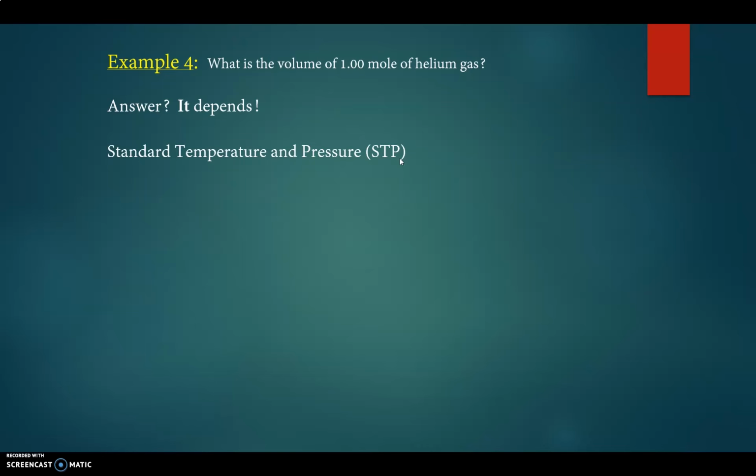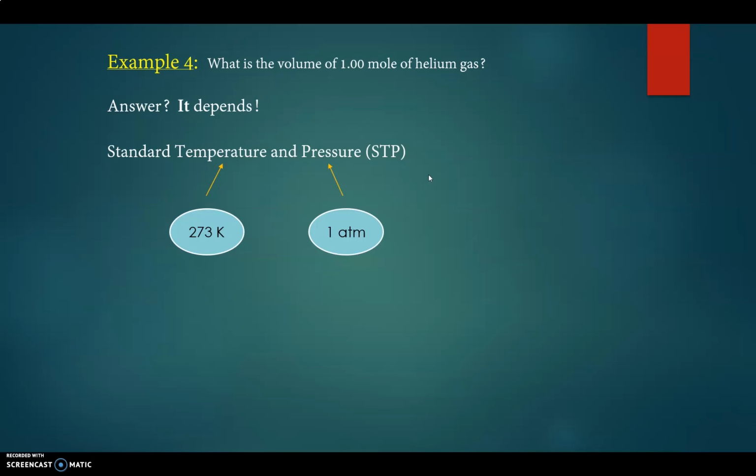temperature and pressure. Some logical and easy to remember value of temperature and pressure that everybody could use. So for standard temperature, they chose 273 Kelvin, which is the freezing point of water. That's a nice, easy thing to remember. For a standard pressure, they chose 1 atmosphere. It's simply the pressure of the Earth's atmosphere at sea level. And of course, both of these are in the units that we use in the ideal gas law. So standard temperature and pressure are simply referred to as STP.